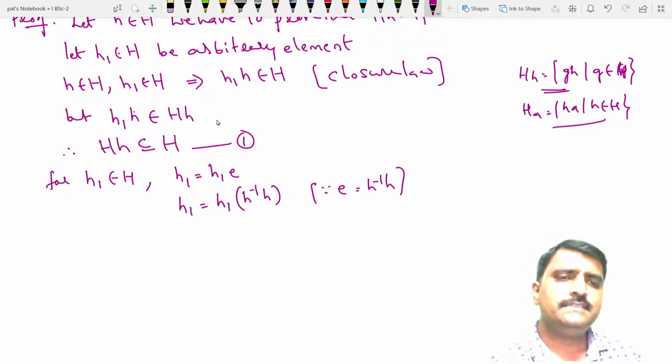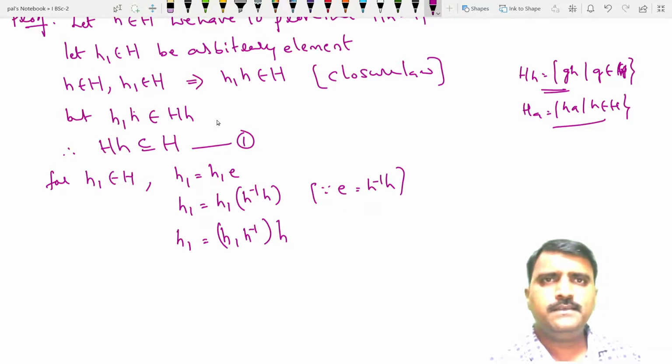So now this h1 is equal to h1 into h inverse into h. Actually, here h1 into h inverse is in H, because if H is a subgroup, then if h is in H, h inverse must also be in H. This is an element of H, this is an element of H. So definitely this h1 h inverse is an element of H, right?